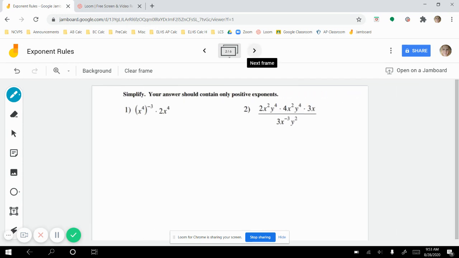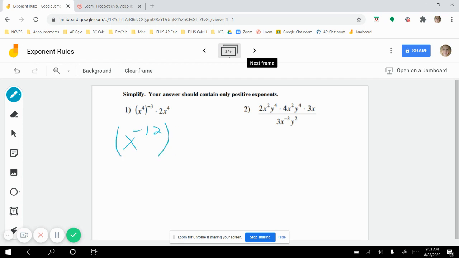All right, let's take a look at some examples. Here we want to simplify. We only want positive exponents. So if we end up with any negative exponents, we have to move them, remember. So let's go through this. The first one here, we have x to the 4th to the negative 3rd power. That's what we need to take care of first. We have a power to a power. Remember we said power to a power we have to multiply. So x to the 4th raised to the negative 3 becomes x to the negative 12 when we multiply.